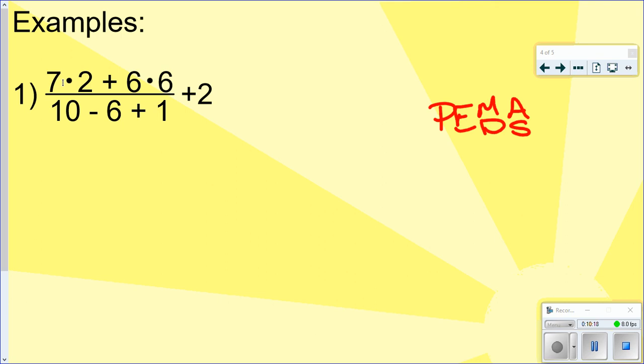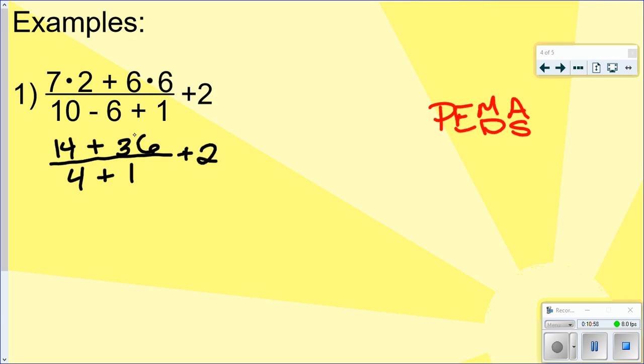So in the top, I have multiplication, addition, multiplication. So multiplication comes before addition. So I'm going to do the 7 times 2, and I'm going to do the 6 times 6 first. 7 times 2 is 14. 6 times 6 is 36. In the bottom, I have subtraction and addition. Remember, do subtraction first because it comes first. So I'm going to do the 10 minus 6 is 4, and plus 1, and then this.